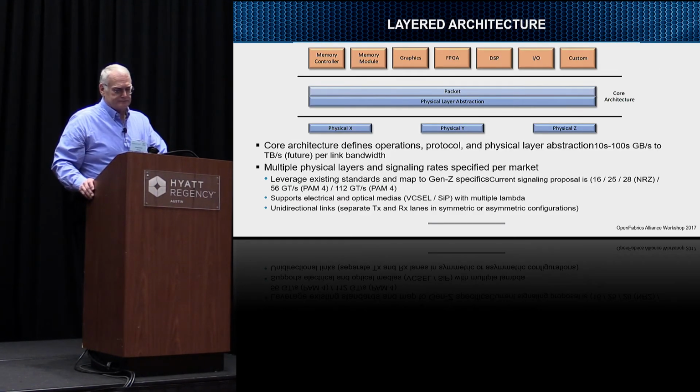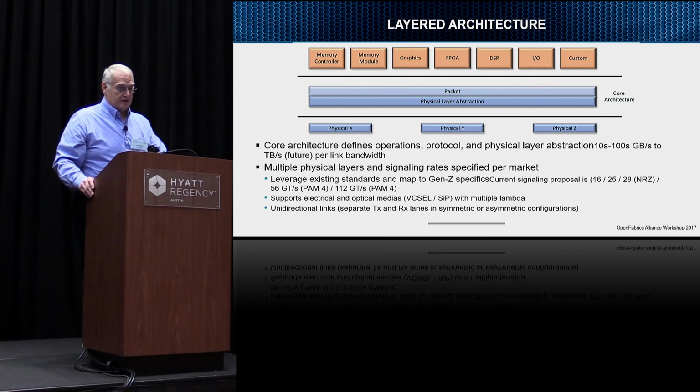It's a layered approach. What I mean by that is, because it is packetized, the core architecture defines operations, the protocols, and the physical layers, with speeds from 10 to 100 gigabits per second, and in the future, terabits. And again, we talked about the different signaling rates that we believe we're having at the physical layer. We're starting out at 16 in our demonstrations, basically relying on the PCIe transports, and going all the way up to 112, which was just talked about, using PAM4 encoding.